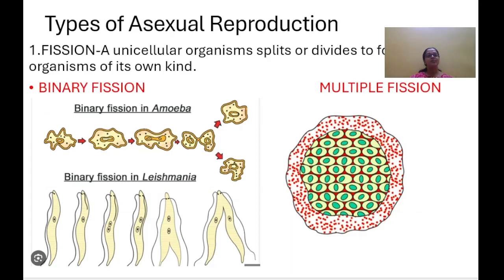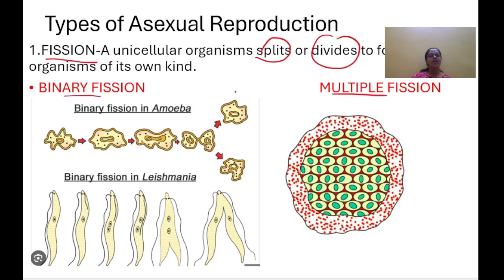Next, going to the types of asexual reproduction, there are different types which are seen. The first one is fission. Fission, as the name suggests, means to split or to divide. When an organism divides to form another organism of its own kind, it is called fission. There are two types of fission, binary fission and multiple fission.